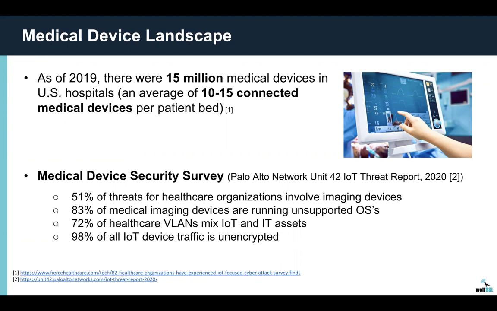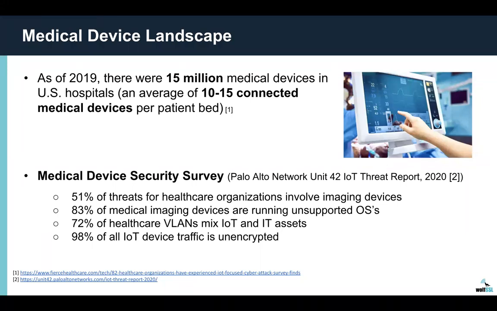If we look at a survey from the Palo Alto Networks Unit 42 group that came out in 2020, it gives us a good overall picture of what security looks like right now from their perspective. They found that 51% of threats for healthcare organizations involved imaging devices, and 83% of those medical imaging devices are running unsupported operating systems, just meaning they're older or legacy OSs at this point. Of course, when you get into older software like that, more vulnerabilities are going to be living in the software and in those OSs.